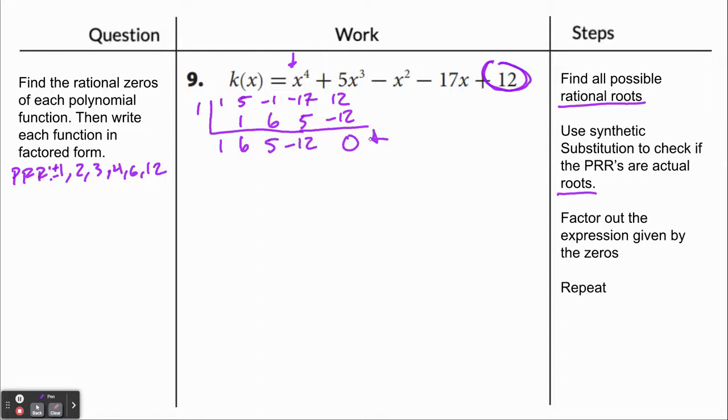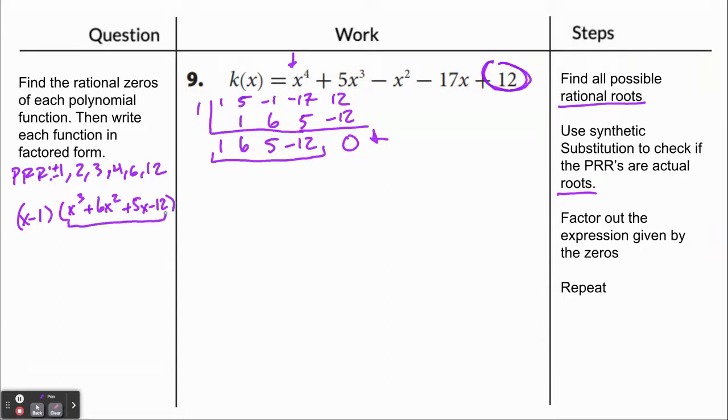Boom! Because I get 0, that tells me that 1 is a zero, and that x minus 1 is a factor of this giant long equation that we started with. What's left after factoring that out is told by these numbers right here. It tells me that's x to the power of 3, because this is my coefficient, plus 6x squared plus 5x minus 12.